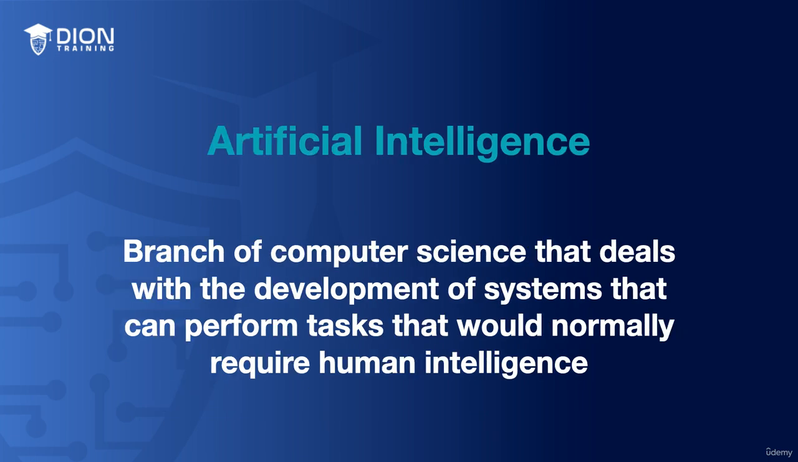Now, artificial intelligence, or AI, is a branch of computer science that deals with the development of systems that can perform tasks that would normally require human intelligence, such as recognizing patterns, making decisions, and solving problems. Artificial intelligence systems can learn, reason, and make decisions based on the data they've been trained on.